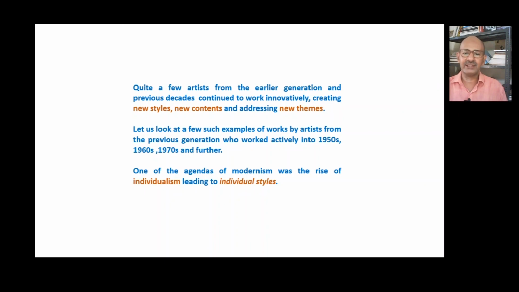Now, one of the agendas of modernism was the rise of individualism leading to individual styles. Now that from 1947 India is an independent country, therefore, the freedom that we are talking about is not only a political freedom or social freedom, it is also an intellectual freedom. It is also a creative freedom to think independently instead of depending on any dominant ideology.